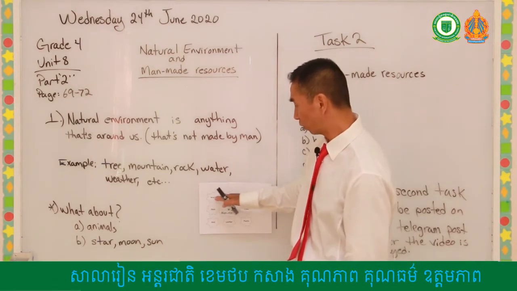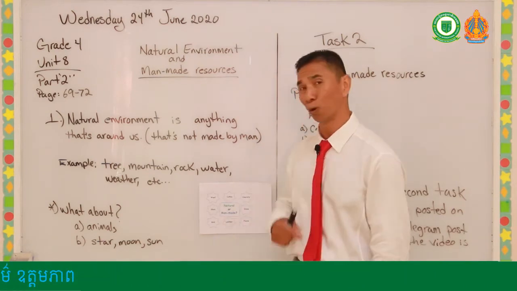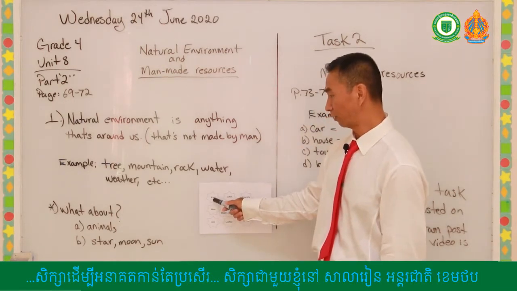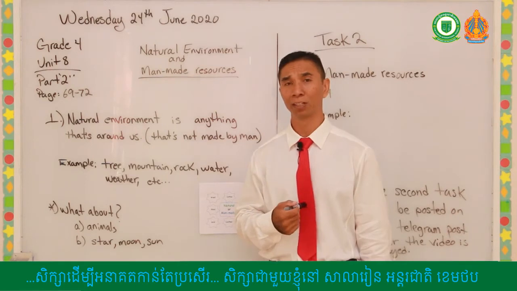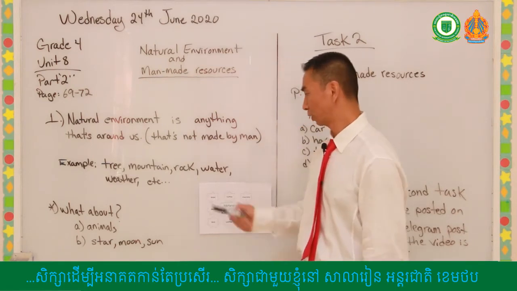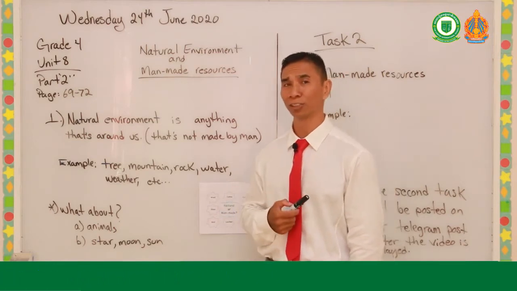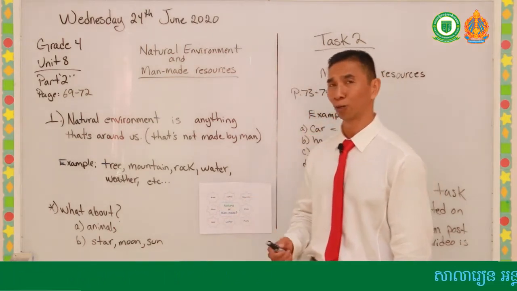So now I would like to go over some of these items and ask you, are these made by man or from natural resources? Okay, the first item right here is wood. Is wood from man-made materials or from natural resources? If you said wood is from natural resources, you are correct. What about cotton? C-O-T-T-O-N.